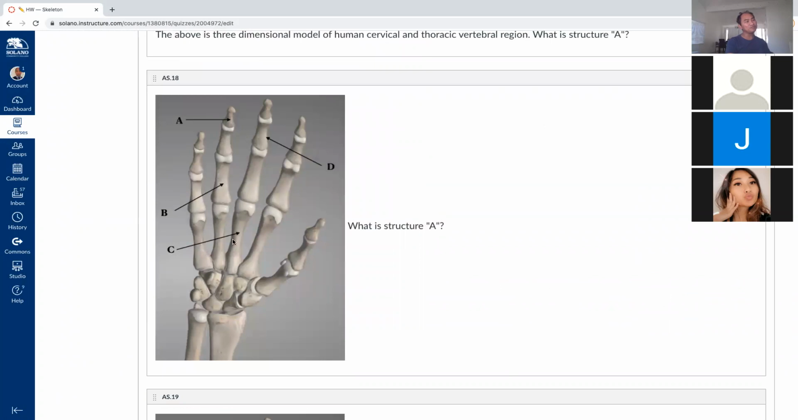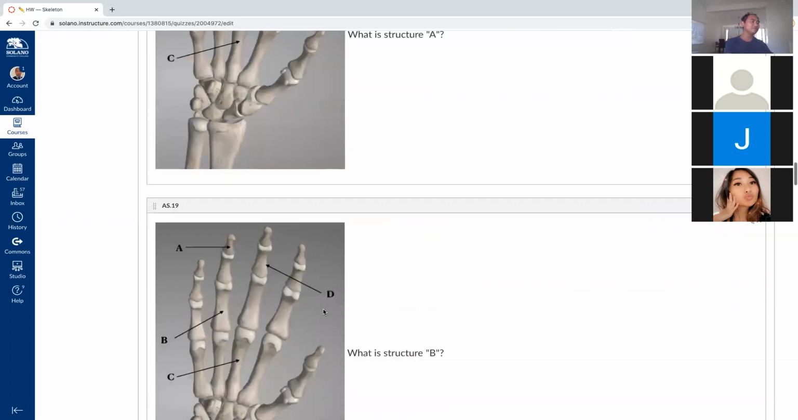These are the bones of the hands. This is the metacarpal and phalanx: proximal phalanx, middle phalanx, and distal phalanx. That's too easy for you guys.